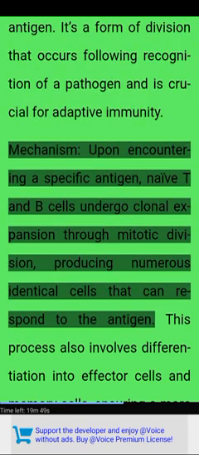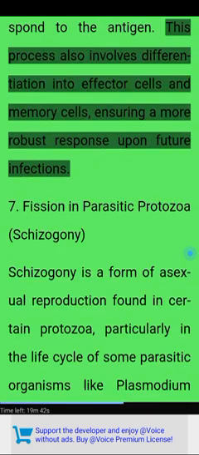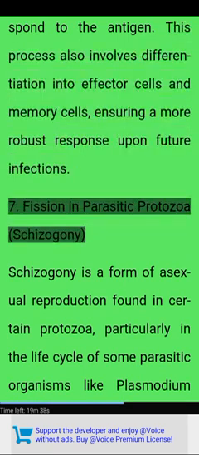Mechanism. Upon encountering a specific antigen, naive T and B cells undergo clonal expansion through meiotic division, producing numerous identical cells that can respond to the antigen. This process also involves differentiation into effector cells and memory cells, ensuring a more robust response upon future infections. 7. Fission in parasitic protozoa.